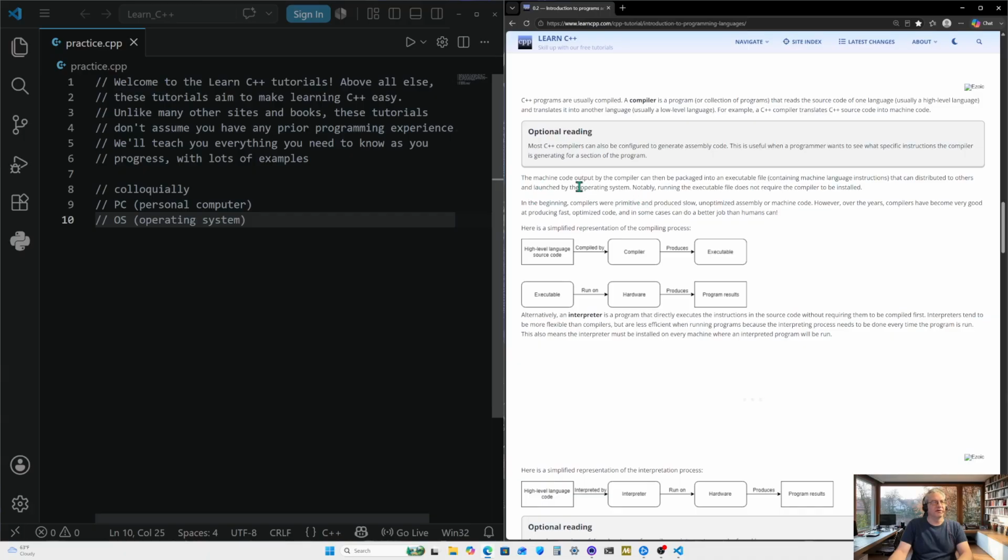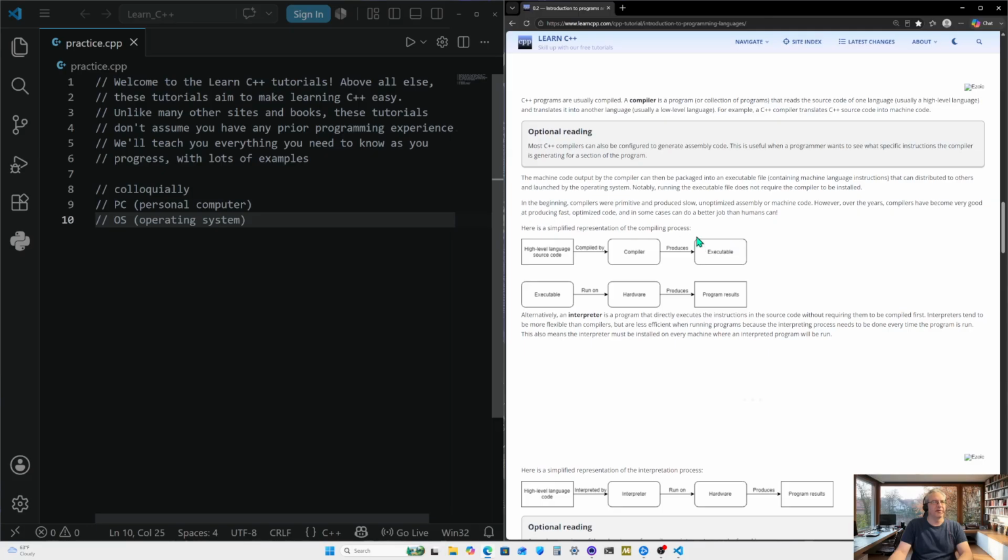Continuing on here, the machine code output by the compiler can then be packaged into an executable file containing machine language code instructions that can be distributed to others and launched by the operating system. Notably, running the executable file does not require the compiler to be installed. Yeah, because the compiler has already translated it into machine code, and therefore you're not passing on the program, you're passing on the executable code, which has already been translated, if I'm understanding that correctly.